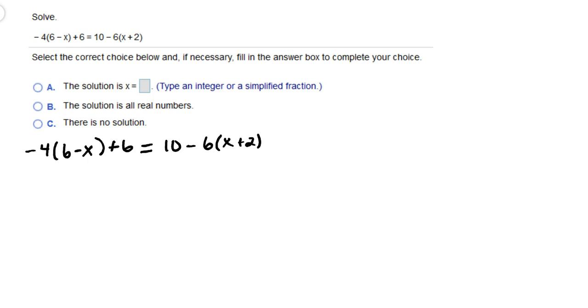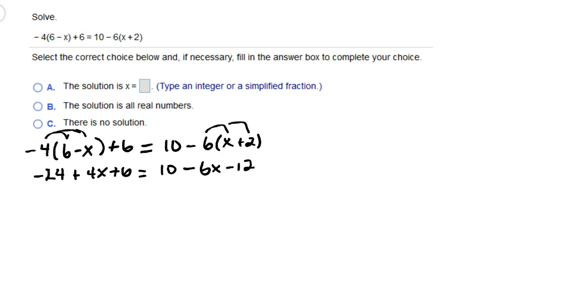So on the left, I'm going to use the distributive property and distribute -4 to each term inside the parentheses. That gives me -24 plus 4x. I'm going to carry down the plus 6. On the right-hand side of the equation, I'm going to distribute the -6 to the terms in the parentheses. That gives me -6x minus 12.